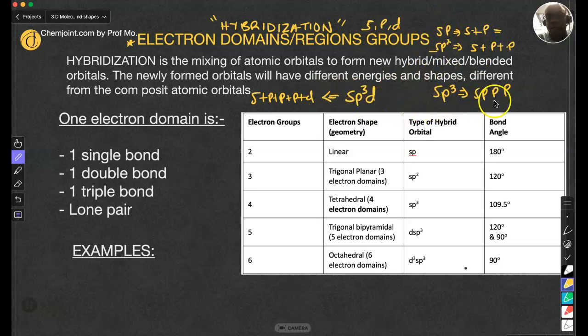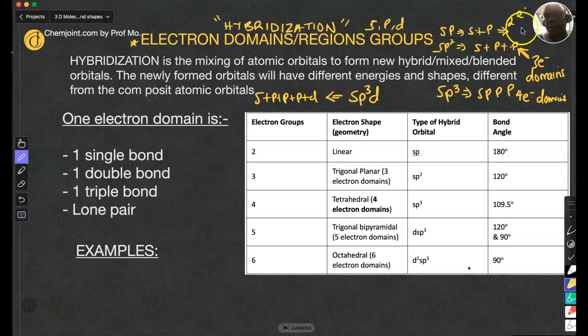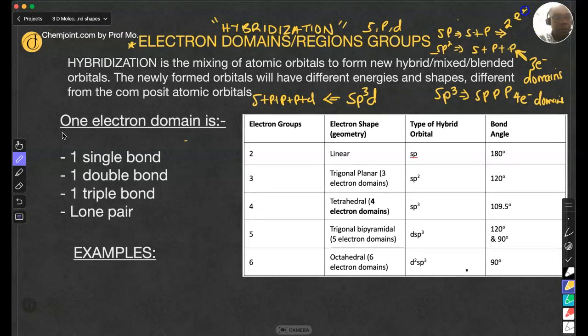Now sp3 is going to be taken to be 4 electron domains. sp2 is taken as 3 electron domains, and sp is going to be taken as 2 electron domains. This is a shortcut we want to use to describe what we see in the table.